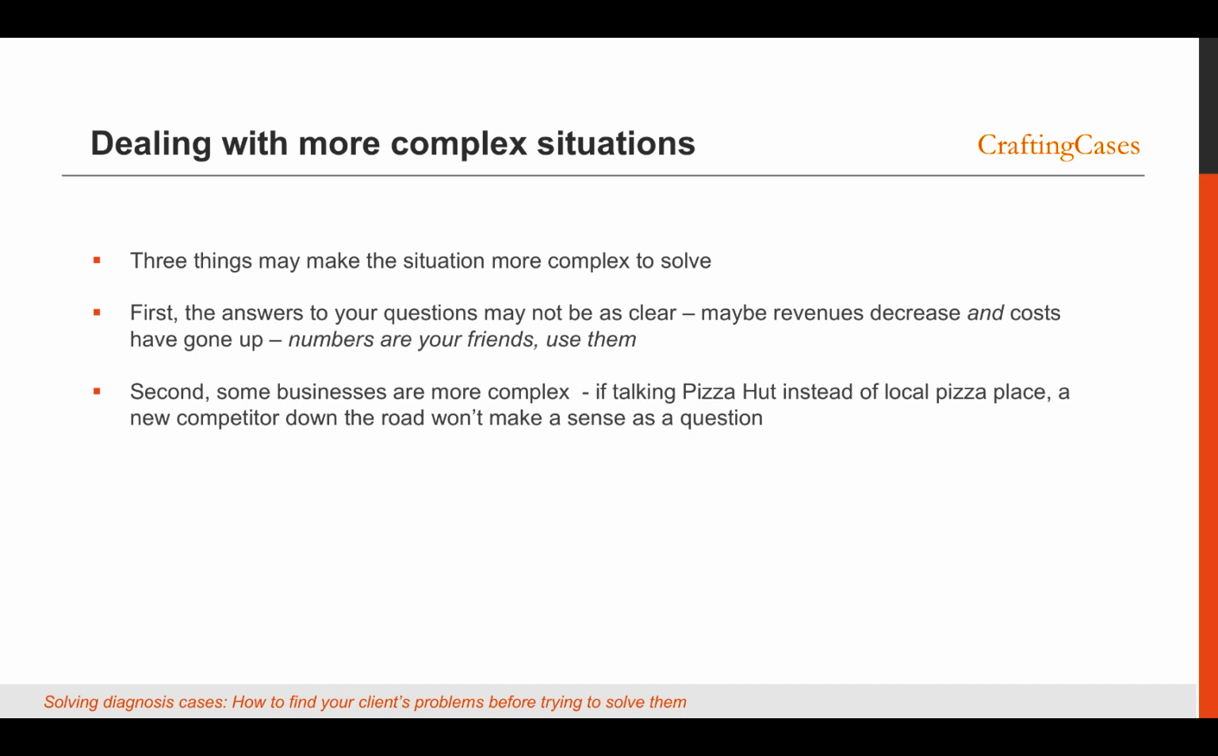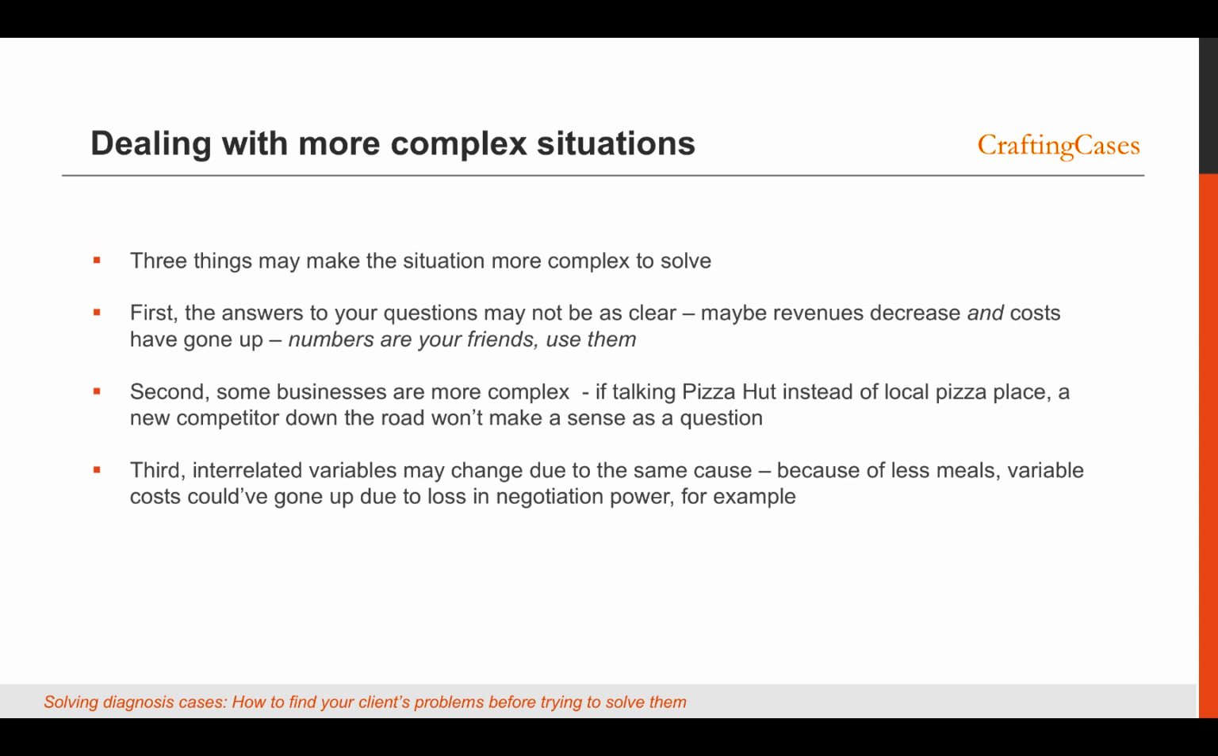Second factor, some businesses are more complex. Let's say we're talking about Pizza Hut instead of a local pizza place. A new competitor down the road won't make sense as a question, but the entry of a new player in the west coast of USA will. If the business is complex, trying a few segmentation patterns may work. Was the revenue decrease only in a certain region, in certain age groups? Those things help you gather context and find the answer quicker.